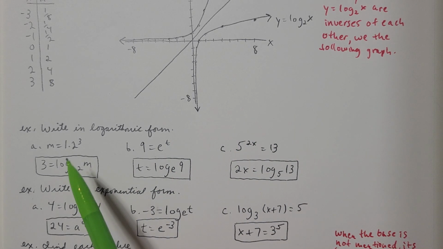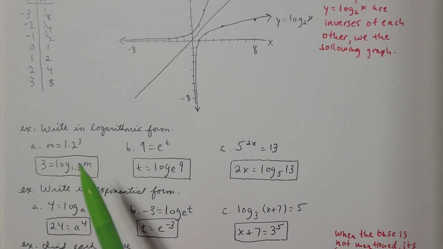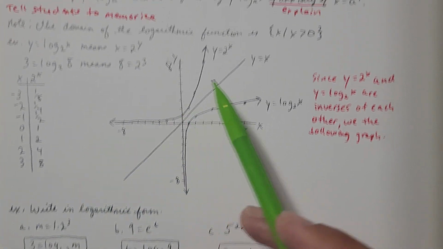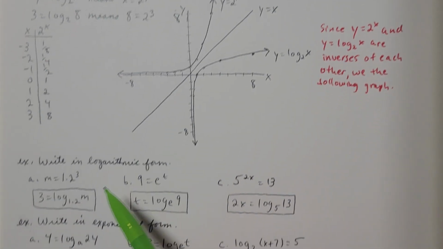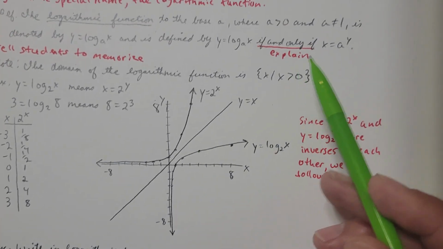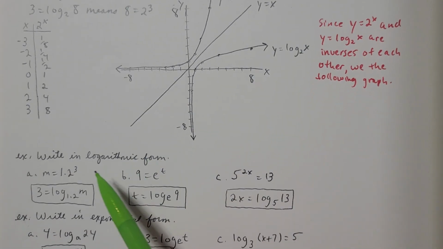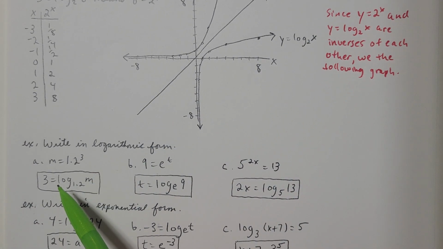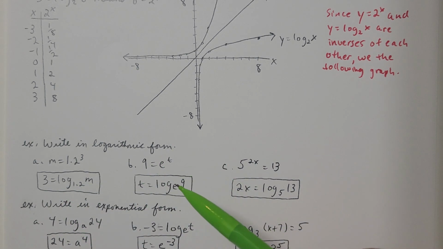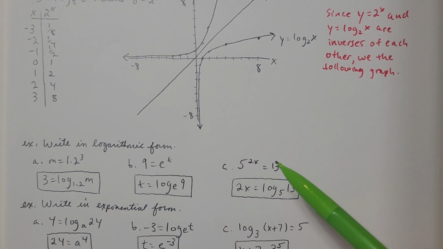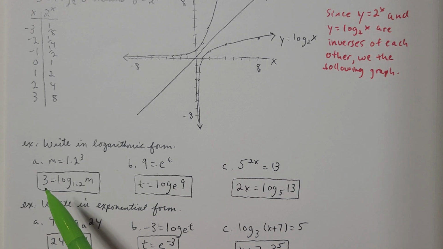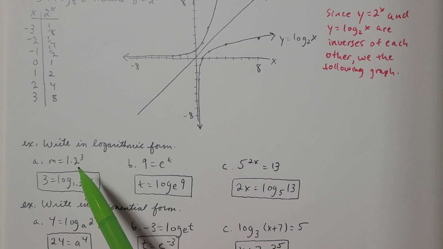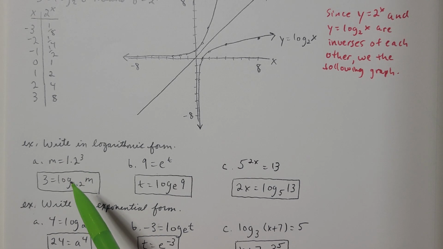So the first one, m equals 1.2 cubed. It looks like the x value is m, a is 1.2, okay, and the y value is 3. So now I'm just going to plug in the numbers into the form y equals log base a of x. Okay, y is 3, so 3 equals log base 1.2 of m. Okay, and go ahead and circle that.